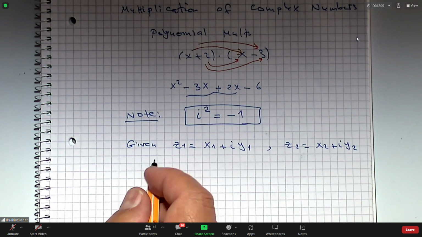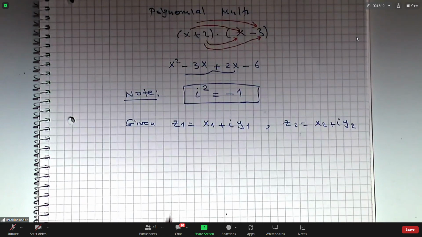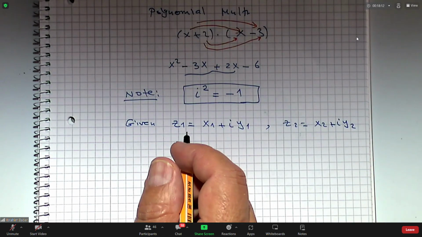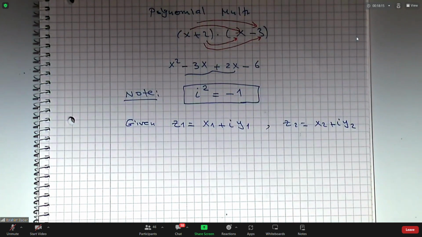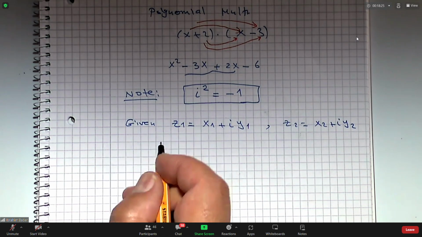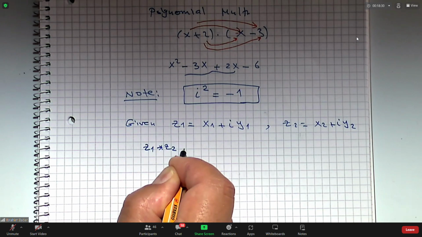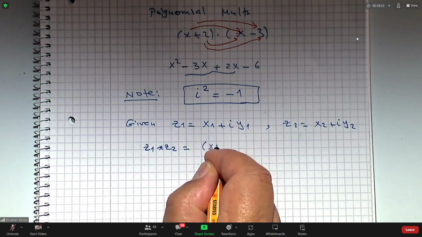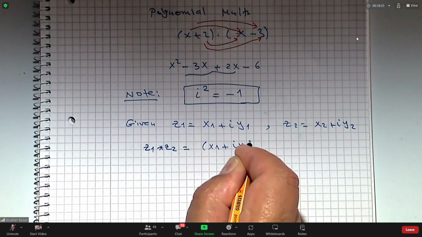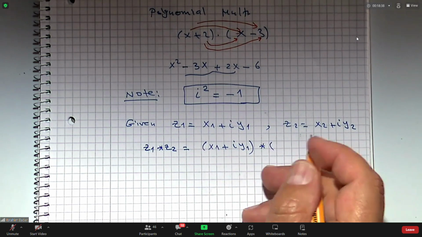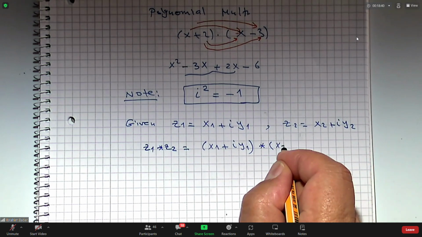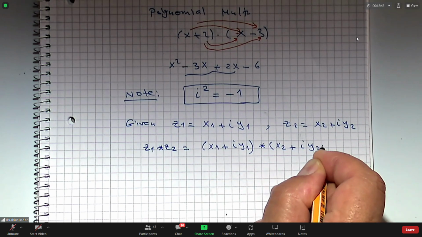Now, at the beginning here, I will just put this asterisk to represent the multiplication, just to show you that this is a different type of multiplication. But in the future, I'm just going to write z1, z2 like we do with real numbers, even without a dot in between. So then z1 times z2 as multiplication is equal to x1 plus i y1 times x2 plus i y2. I'm just putting the corresponding values of the numbers.